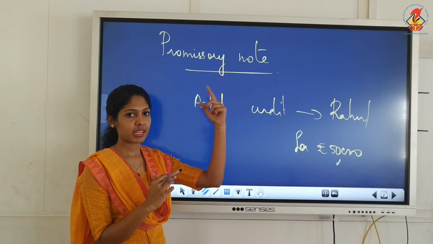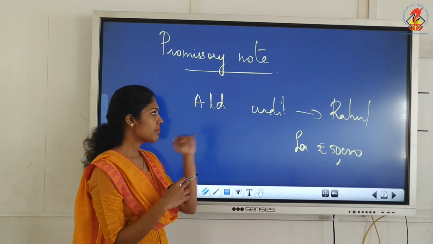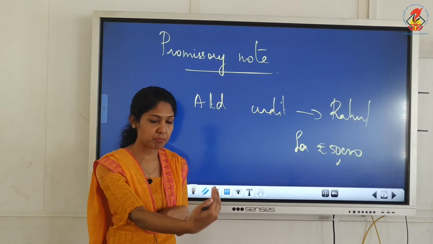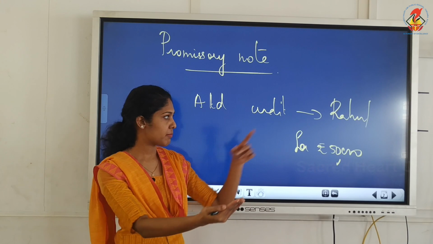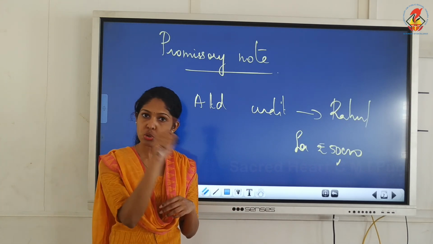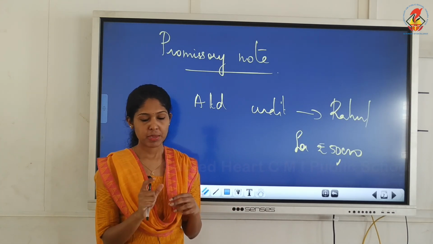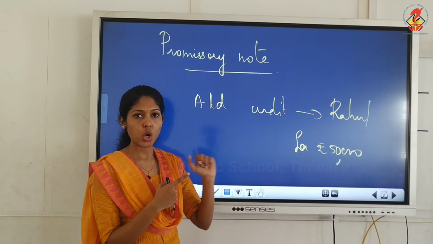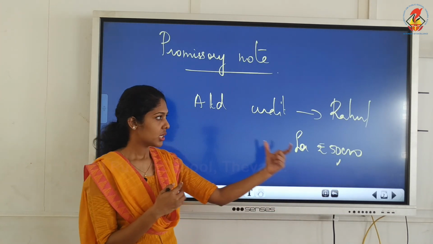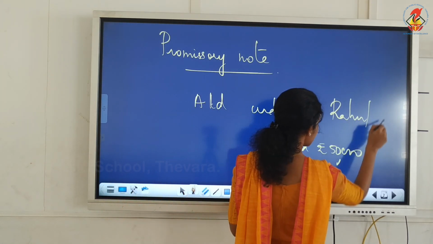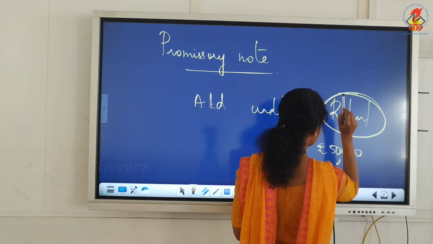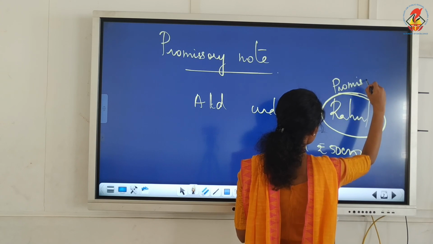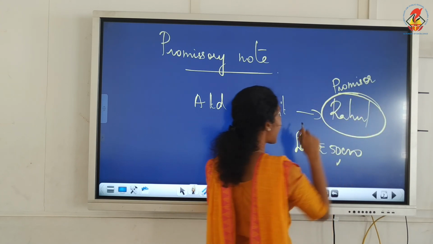In the previous case, that means when we discussed bill of exchange, A Limited was the drawer and Rahul was the drawee, and there was an external party to whom we had to make the payment. That means Rahul had to make the payment to Ram, and Ram was termed as the payee. So three parties were involved in bill of exchange. Whereas in promissory note, only two parties will be involved. And here the person who draws the bill, or who promises to pay the amount, is termed as promisor.